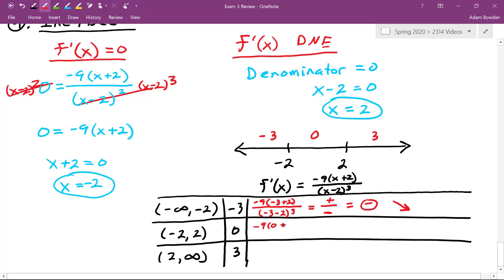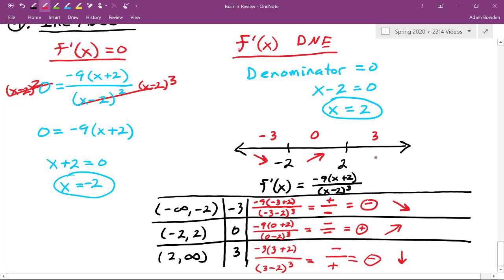If we plug in a 0 for x, on top we'll get a negative number divided by negative, so should have a positive value, increasing. And then finally, if we plug in the 3, we'll get a negative on top divided by a positive, so it turns back to negative and decreasing. So now we can see where this is increasing, decreasing, and constant. It's increasing on the interval between -2 and 2, and it's decreasing on the interval from -infinity to -2, union with 2 to infinity.